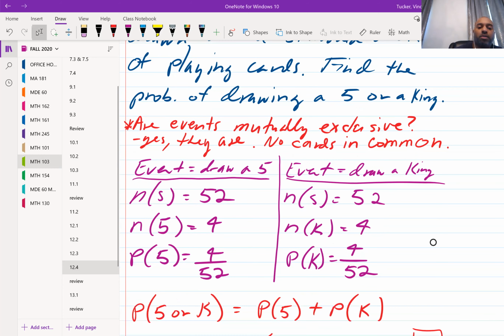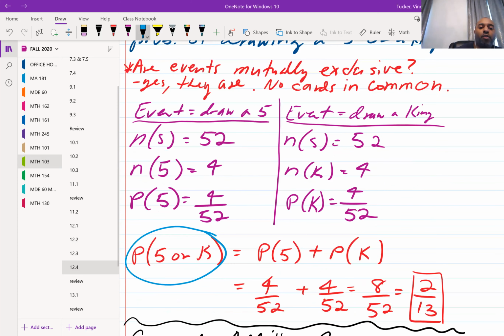All right, so to find the probability of getting a 5 or a king, take the probability of both of those and add them together. So we have 4 over 52 plus 4 over 52, which gives us 8 over 52. And then you can reduce that down to 2 over 13. All right, any questions? Make sure we're all right.